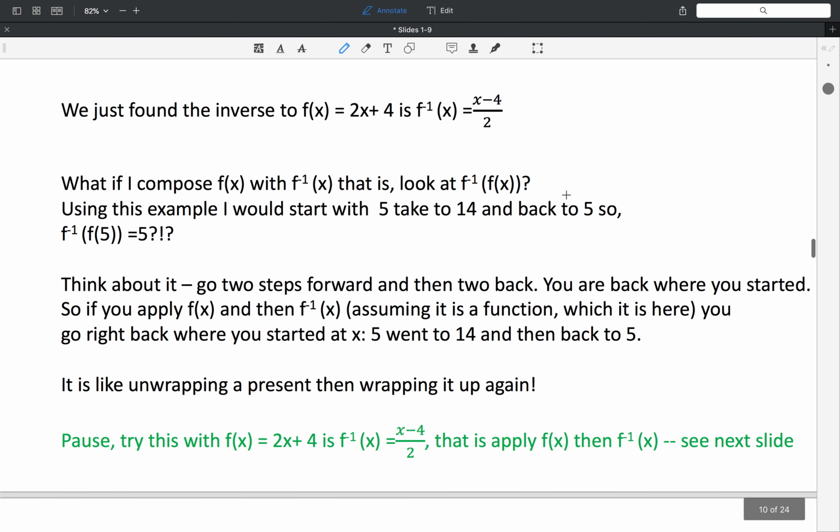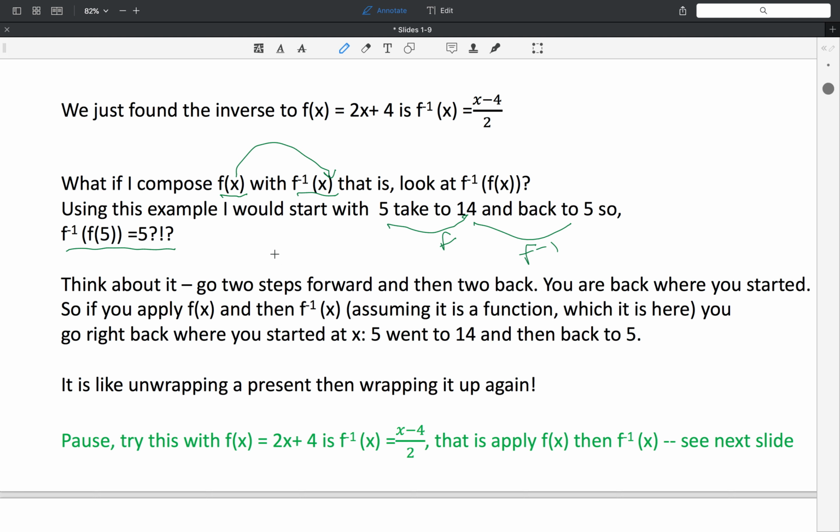Okay, so we just found this inverse. Now I'm going to ask a question. What if I take f of x and f inverse and compose them? In other words, I'm going to plug this into here. What am I going to get? Remember, let's think about this. I would start with 15. F would take it to 5. F would take 5 to 14. F inverse takes 14 back to 5. So that's what should happen.